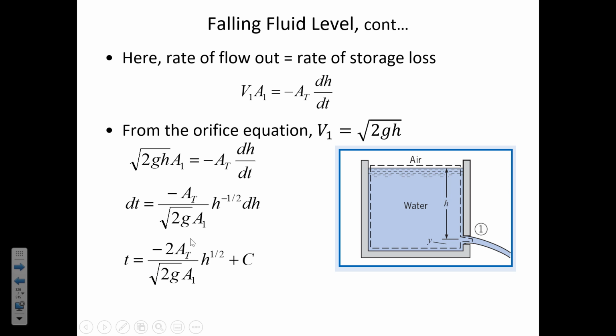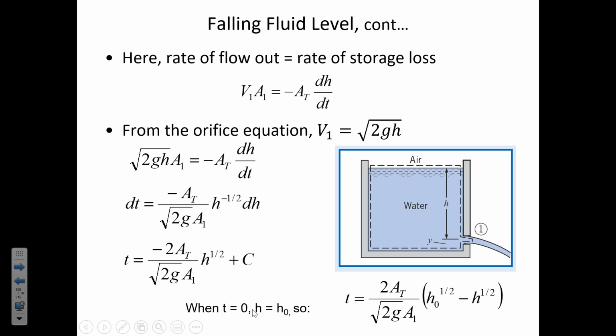You can see that it depends on the area of the tank, so the larger the tank area, the longer it will take for the liquid level to fall some distance h. And the area of the orifice is down here in the denominator, meaning that if you have a small orifice area, then it will take longer for the liquid level to fall. But if you have a large orifice area, that reduces the amount of time it takes for the liquid level to fall a certain distance.